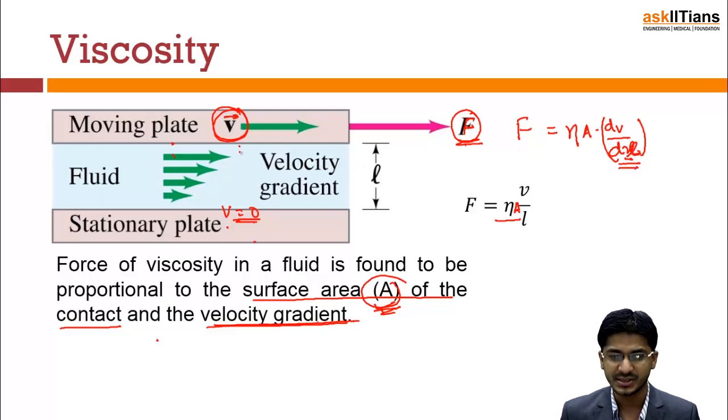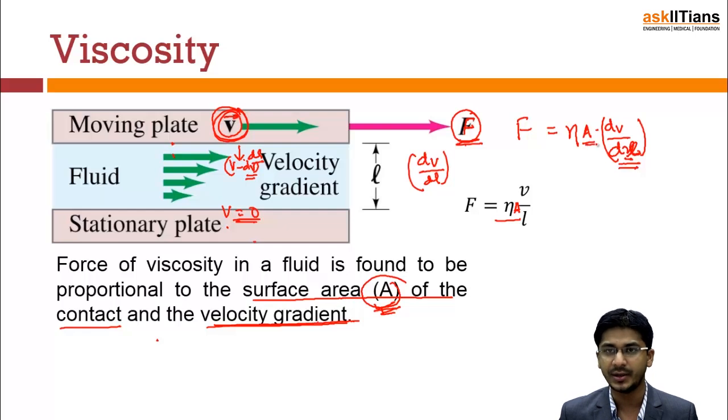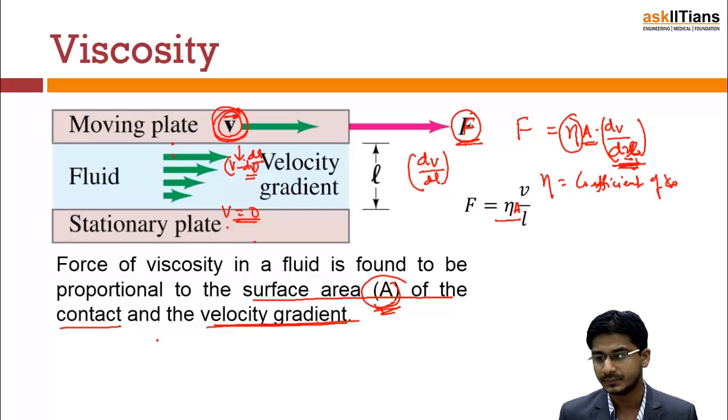If you move a distance dl, what is the change in velocity? It was v here, and suppose it is v minus dv; the velocity is decreasing in this direction. So the velocity gradient will be dv by dl. This force is proportional to the area in contact and proportional to dv by dl. The eta that you see is the constant of proportionality, and it is called the coefficient of viscosity.